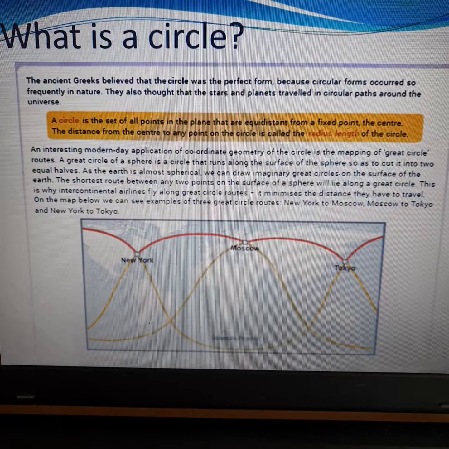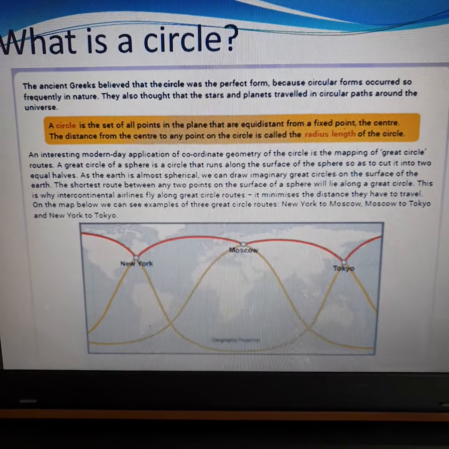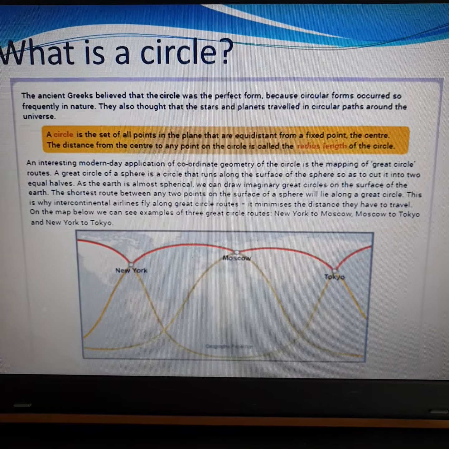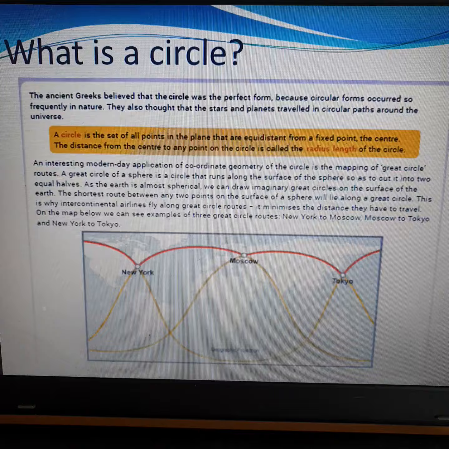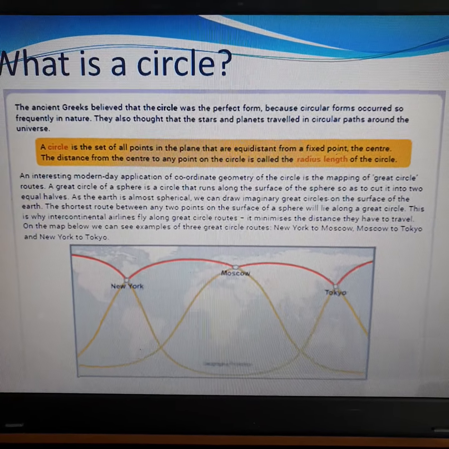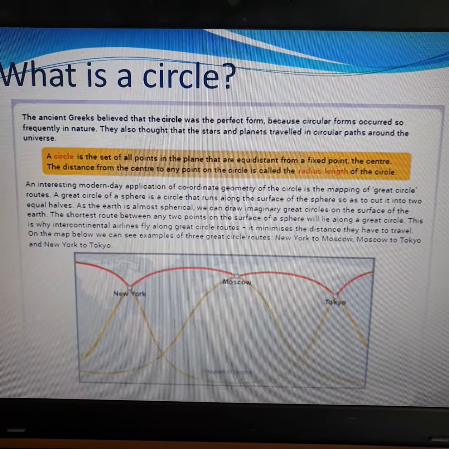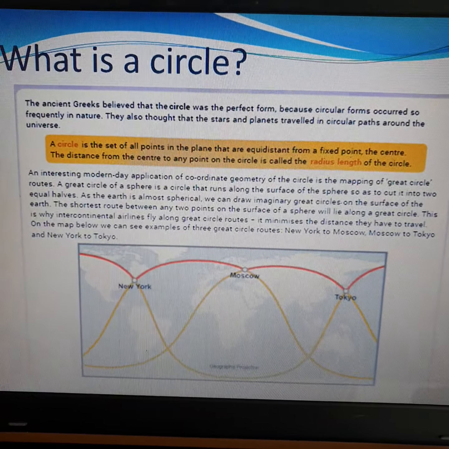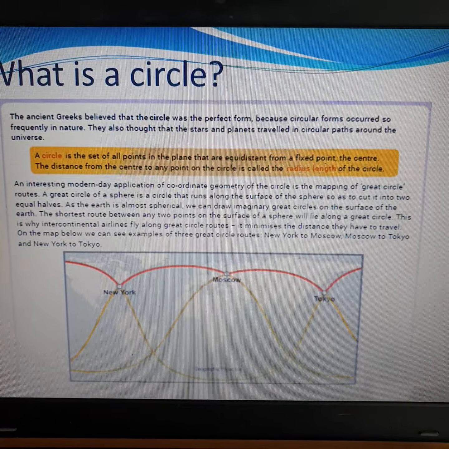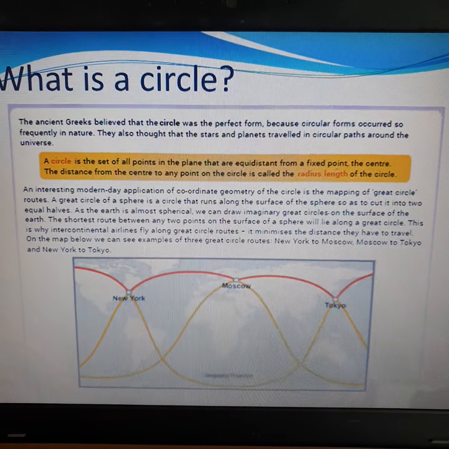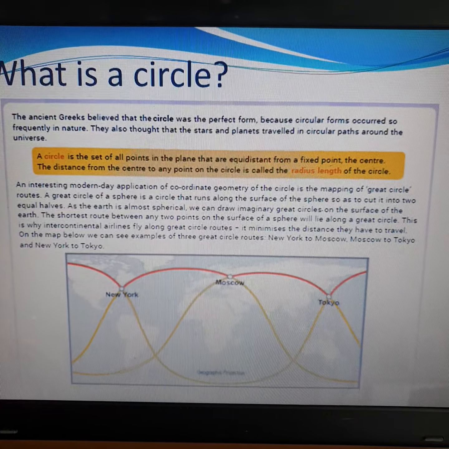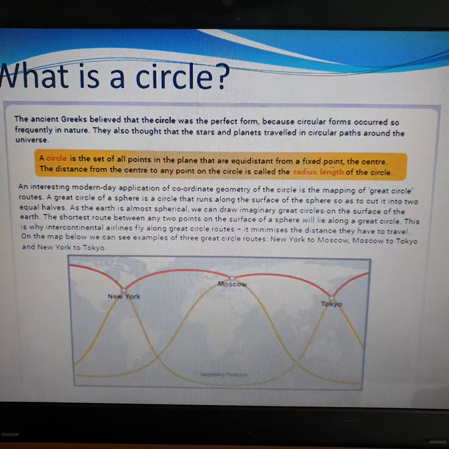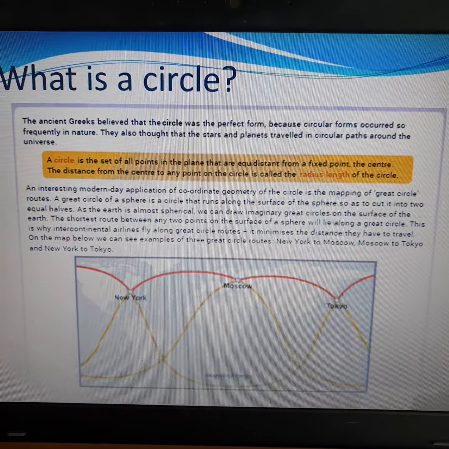The ancient Greeks believed that the circle was the perfect form because circular forms occurred so frequently in nature. They also taught that the stars and planets travelled in circular paths around the universe. Okay, so a circle is the set of all points in the plane, so your coordinate plane, that are equidistant from a fixed point, the centre. So the distance from the centre to any point on the circle is called the radius length of the circle, okay?